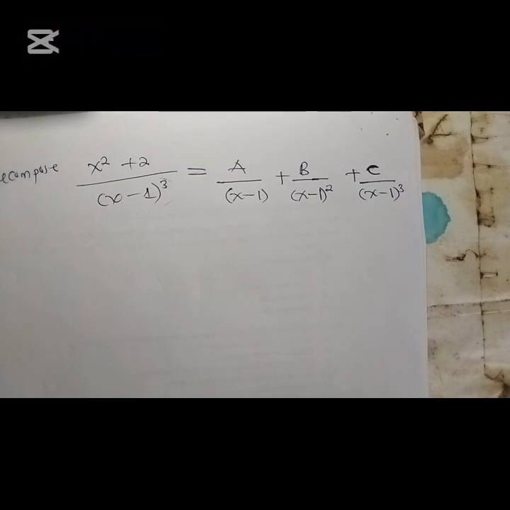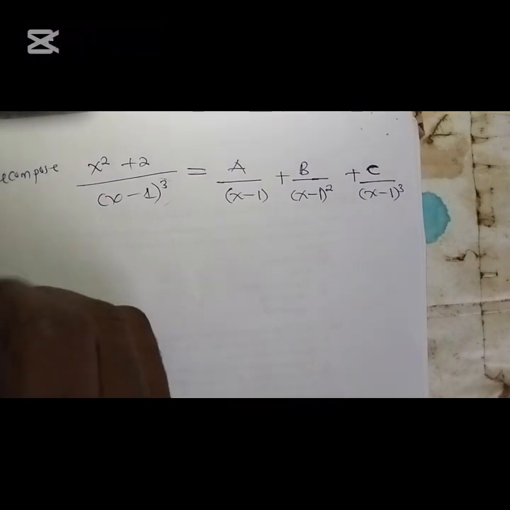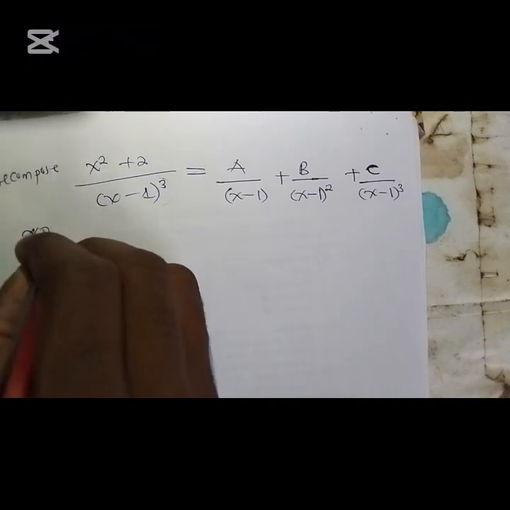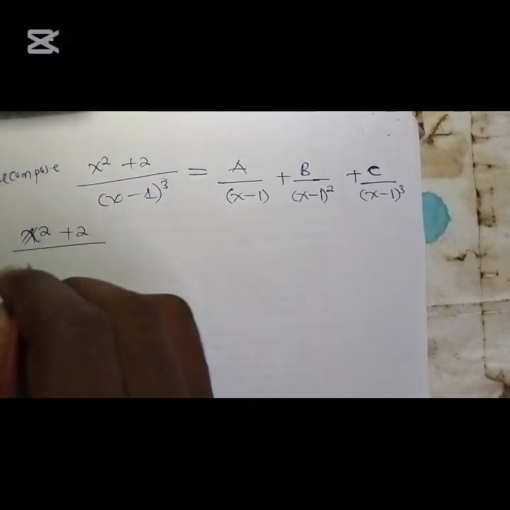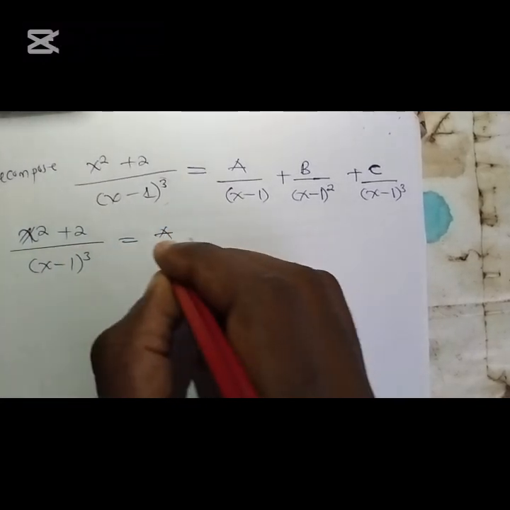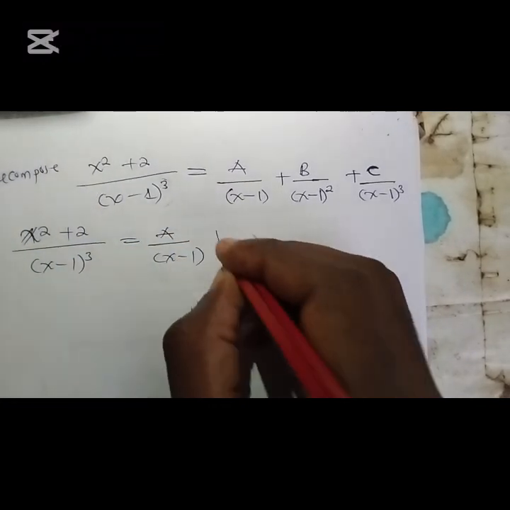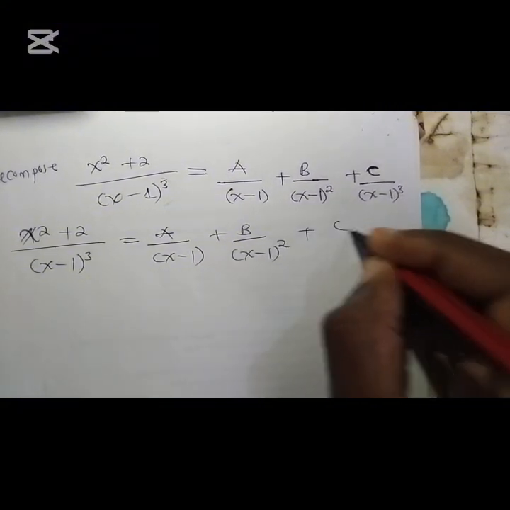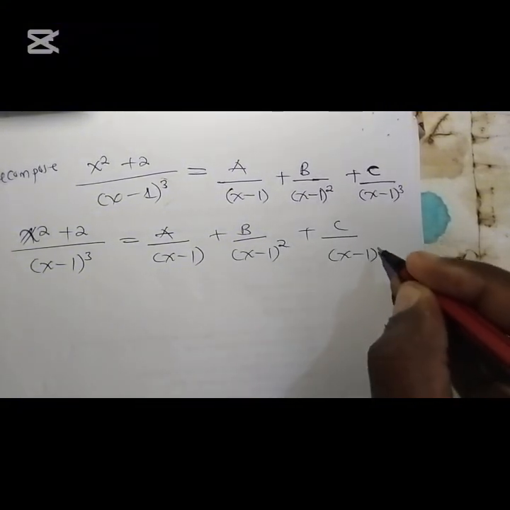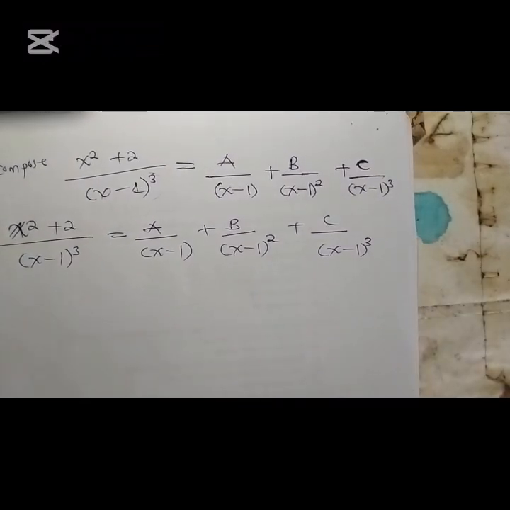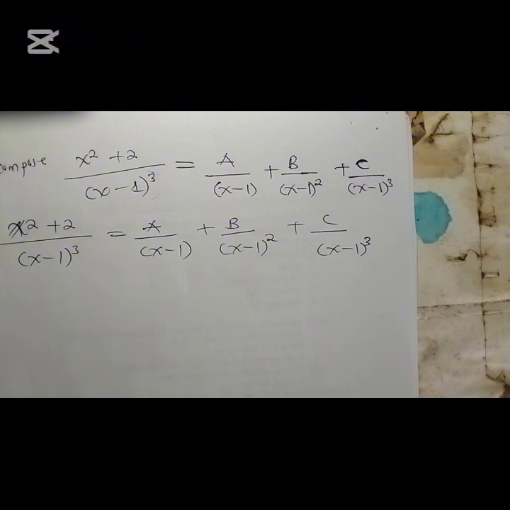Okay, so from there now we'll say x raised to the power 2 plus 2 over x minus 1 raised to the power 3 is equal to a over x minus 1 then plus b over x minus 1 raised to the power 2 then plus c over x minus 1 raised to the power 3, like that. Beautiful.